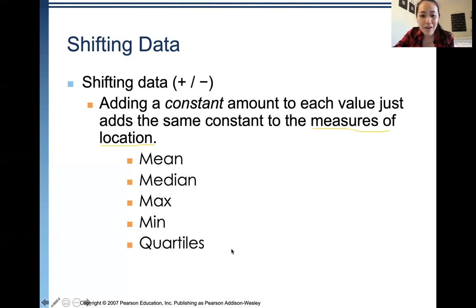The reason I call them measures of location is that if I were to graph the data, like a sketch of a histogram, I could pinpoint the mean, the median, the max, the min, Q1. I can pinpoint the location of each one of these values. That's why I call it a measure of location. So all of these values get shifted.